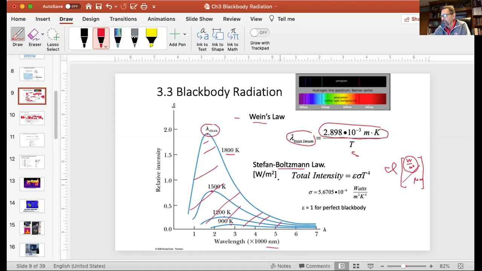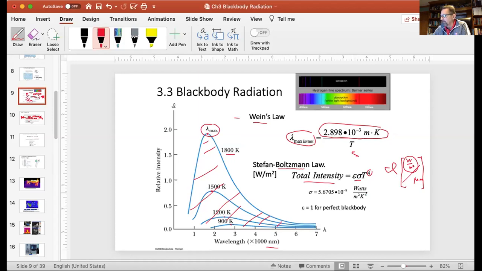And so that's what Stefan and Boltzmann did, and they figured it out before Planck came up with his distribution. Both Wien and Stefan and Boltzmann did this work before Planck. They figured out that the total area under the curve is proportional to temperature to the fourth power. And of course, they introduce a constant of proportionality. In fact, they need two.